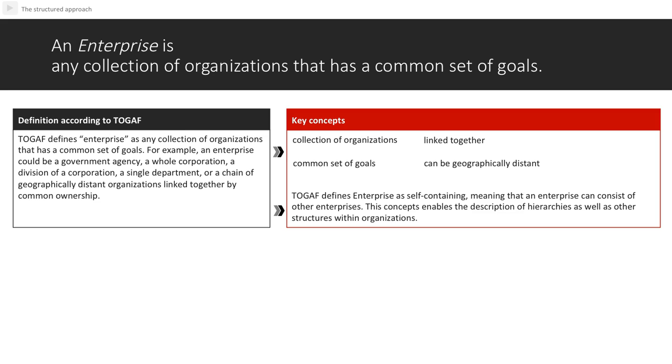Based on the wide scope of the definition of enterprise, and also based on the examples provided, it can be deduced that the concept of enterprise can be understood as self-containing. Self-containing in the context of an enterprise means that enterprises can contain other enterprises. Typical examples are departments within an organization or divisions in a global company. Self-containing enterprises enable the formal descriptions of hierarchic organizations as well as loosely coupled organizational structures.